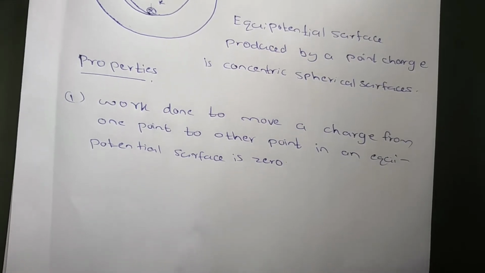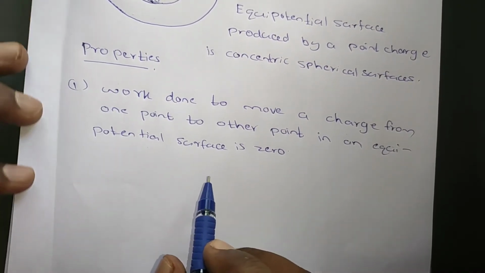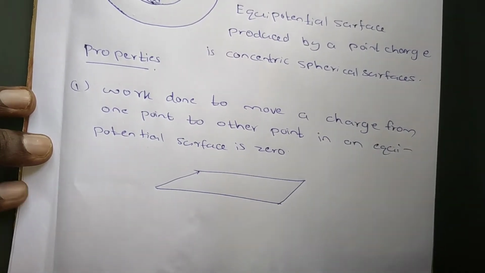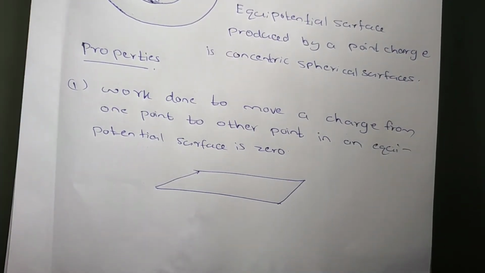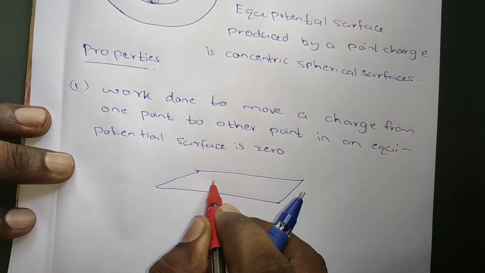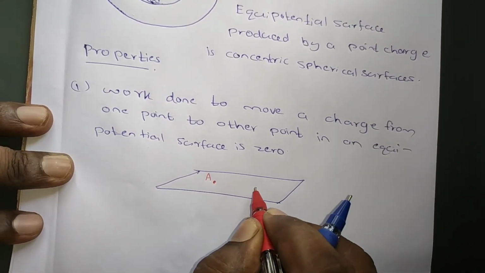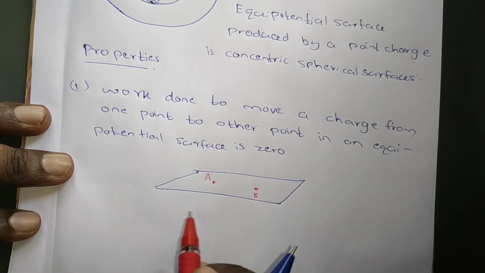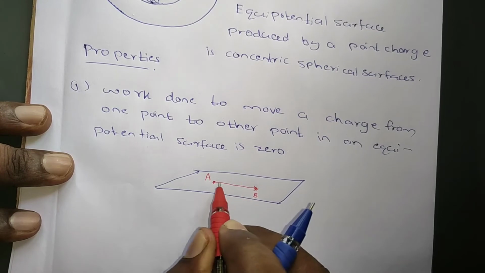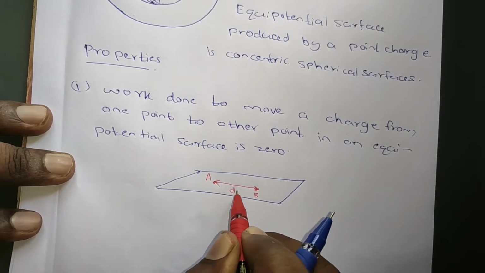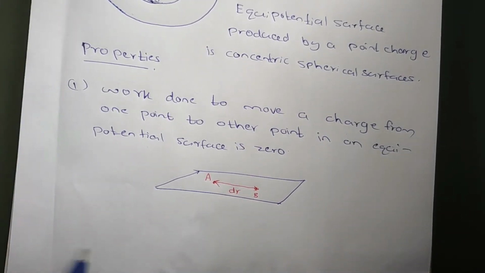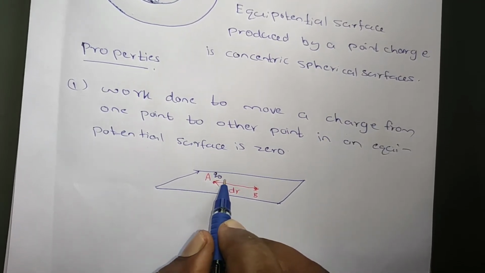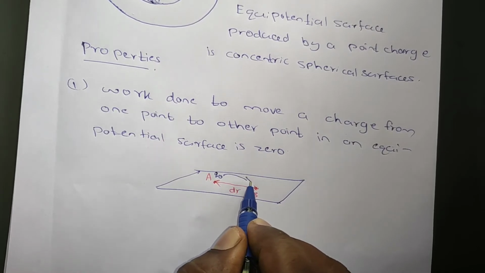How do we get this? You will see. I am going to draw an equipotential surface. This is my equipotential surface. I consider two points in it: here there is a point A, and here there is a point B. The distance between them is dr. If I need to move a charge q0 from here to here, I need to do work.